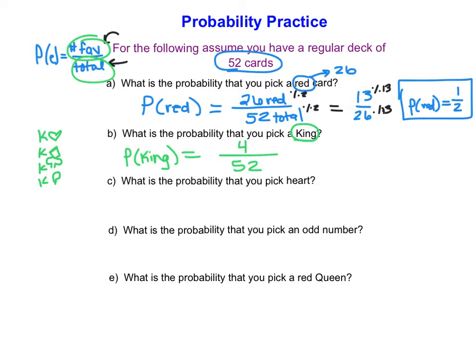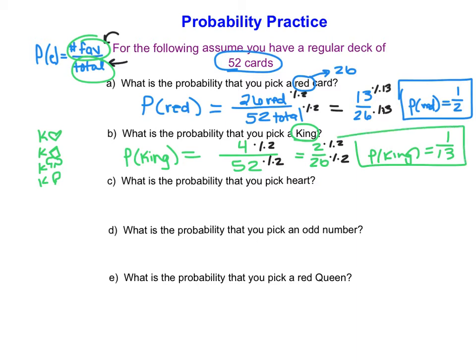Now I can see that both of these are divisible by 2, so I'm going to simplify this fraction by dividing by 2. I then end up with 2 over 26, which again, they're both divisible by 2. So I end up with the probability of a king being equal to 1 over 13.